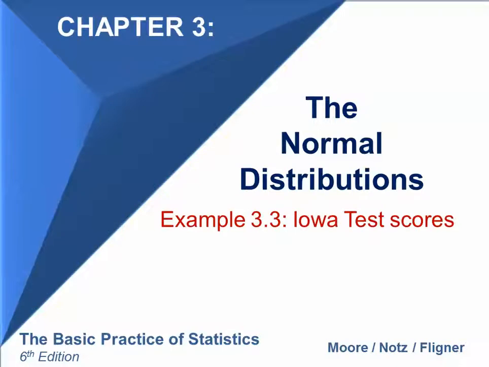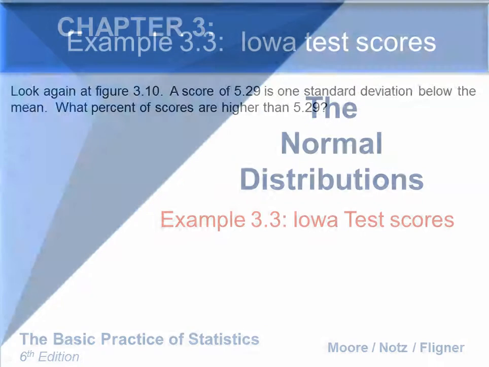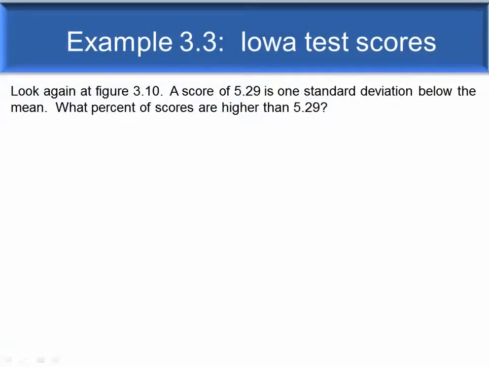In this video, we're going to be talking about example 3.3, where we're going to continue the discussion of the Iowa test scores and normal distributions that we did in the last video. In this question, we're still looking at figure 3.10 of the distribution of Iowa test scores, but this time we're saying a score of 5.29 is one standard deviation below the mean. What percent of scores is higher than 5.29?